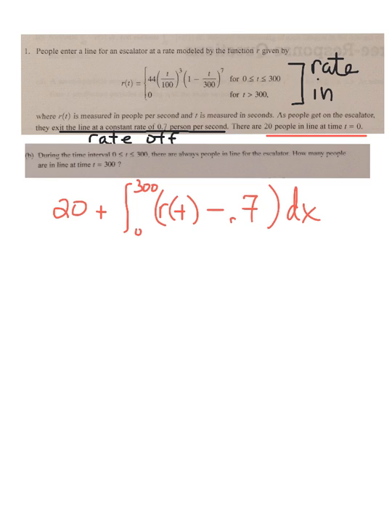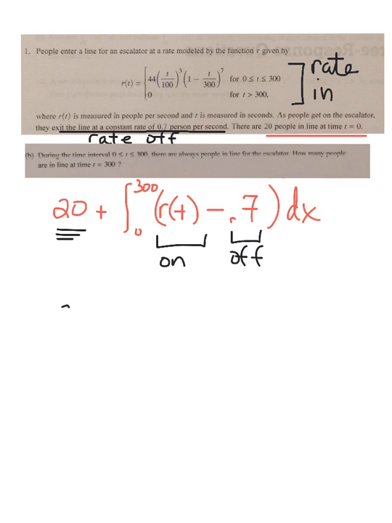Let me just say that one more time. This represents the rate going on, and this represents the rate coming off. And this was the initial amount of people at time 0. Well, we can put this all in our calculator. If you already have this from part A in your y1, just go back into your y1 and write minus 0.7 and then math 9. See what you get there, just that right-hand side.